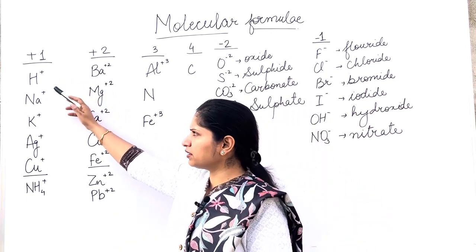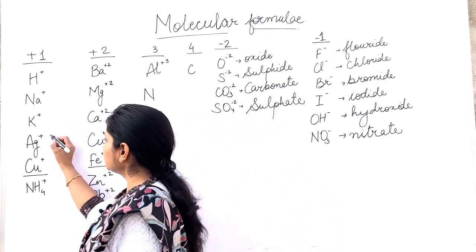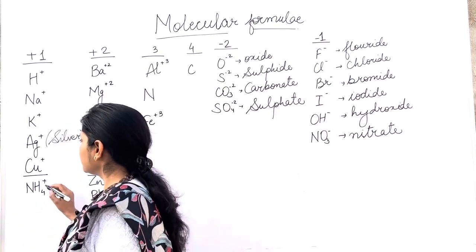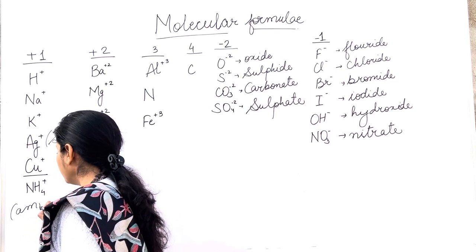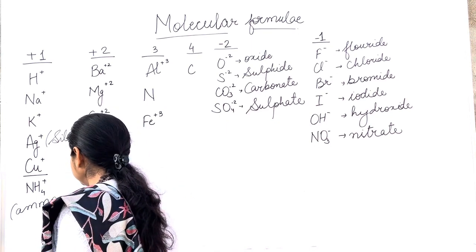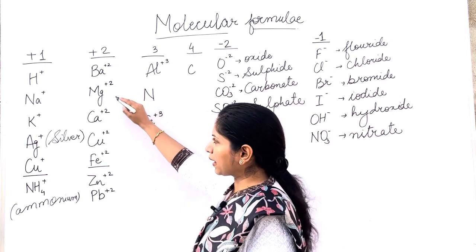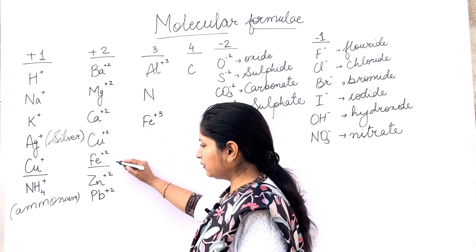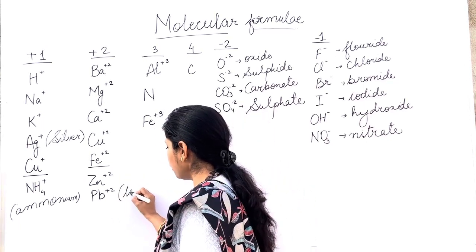This is hydrogen ion, sodium, potassium. Ag stands for silver. Then it's copper, and this is ammonium ion. Remember, ammonia is different and this is ammonium ion. Now this is barium, magnesium, calcium, again copper, iron, zinc and lead. Pb stands for lead.